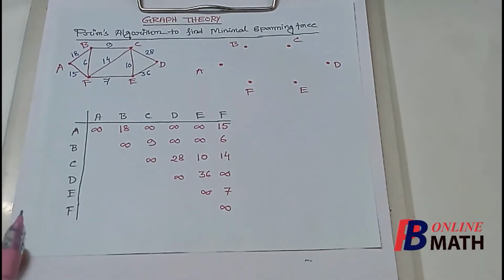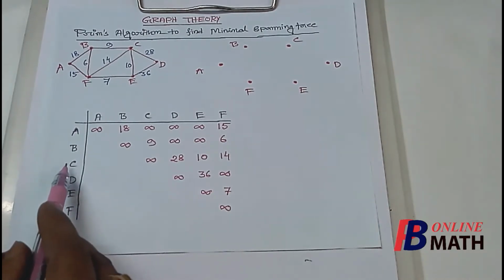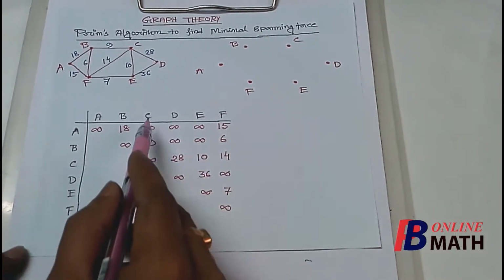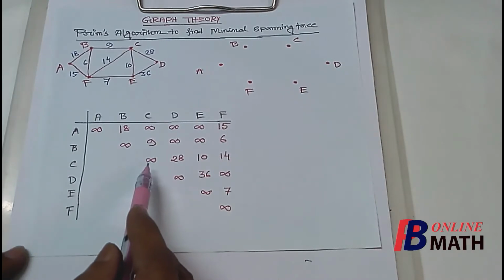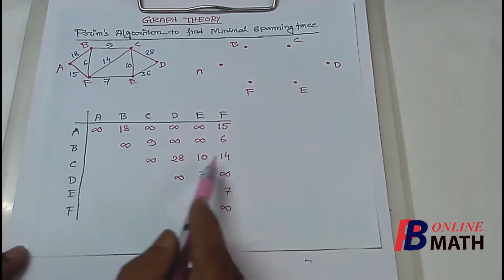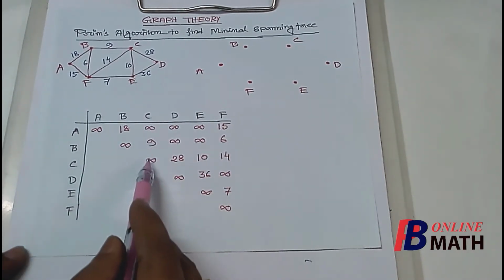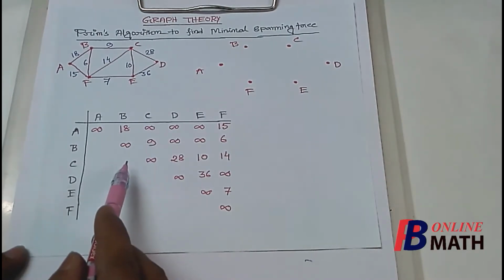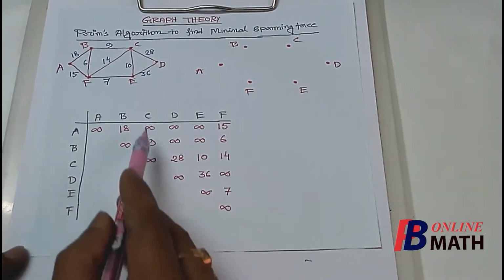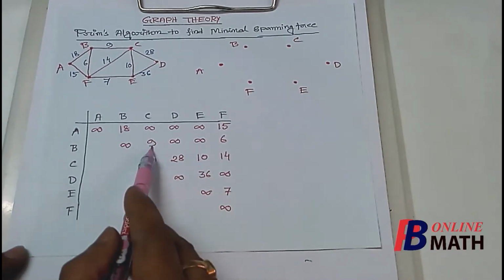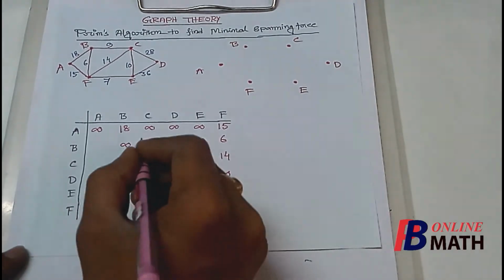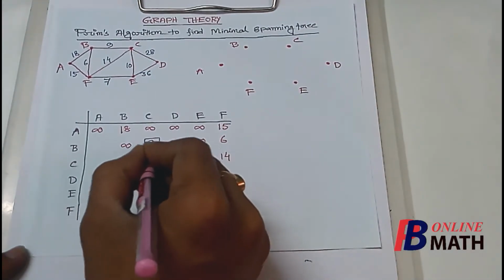If we start with the vertex C, then we have to consider the row of C and also the column of C. We consider the row of C and column of C, and we shall find the minimum element among this row and column. Here we find that this 9 is the minimum element. So we shall select this element 9.